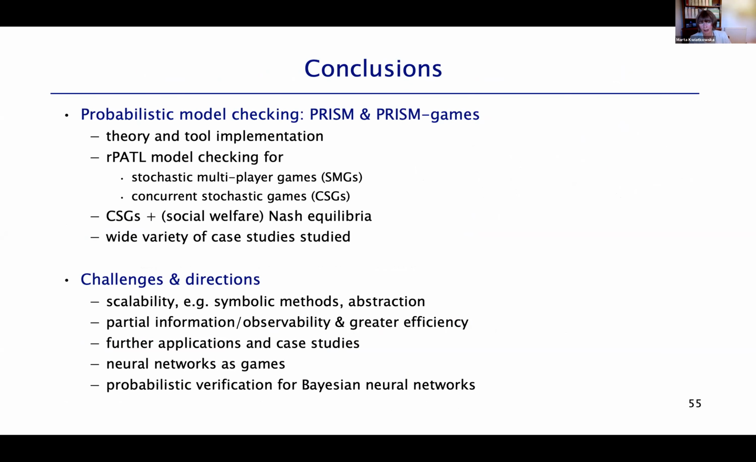highlighting the Nash equilibria and strategy synthesis for Nash equilibria, which are stable strategies. But of course, there are many challenges and directions. In particular, scalability is still an issue. Partial observation has not been tackled at all. There are many more case studies that can be done, and of course the probabilistic verification for Bayesian neural networks.